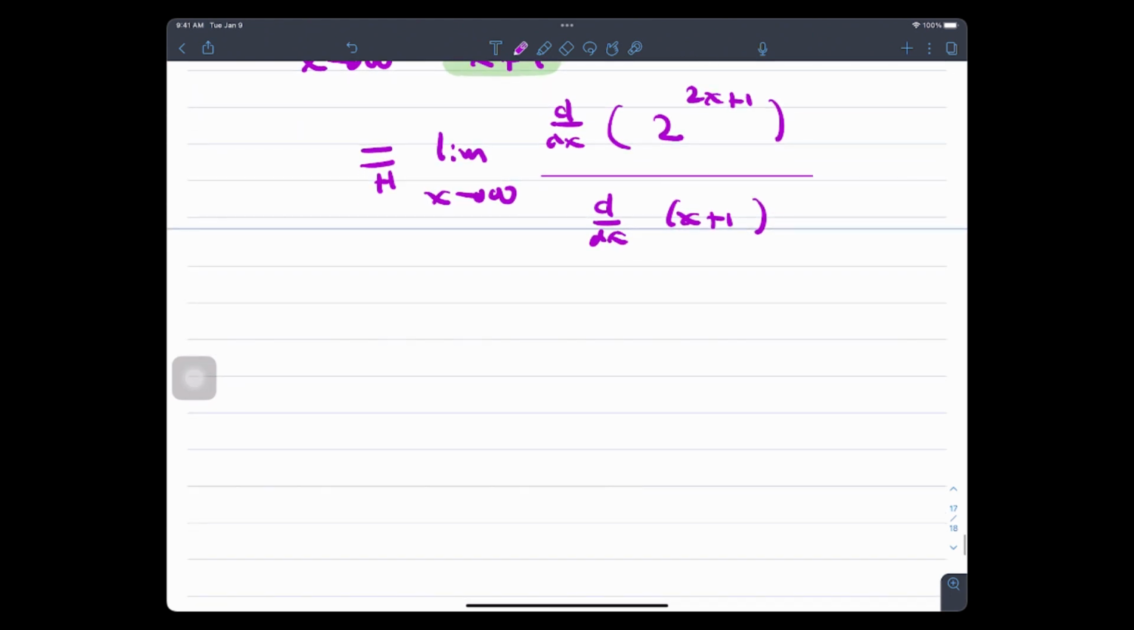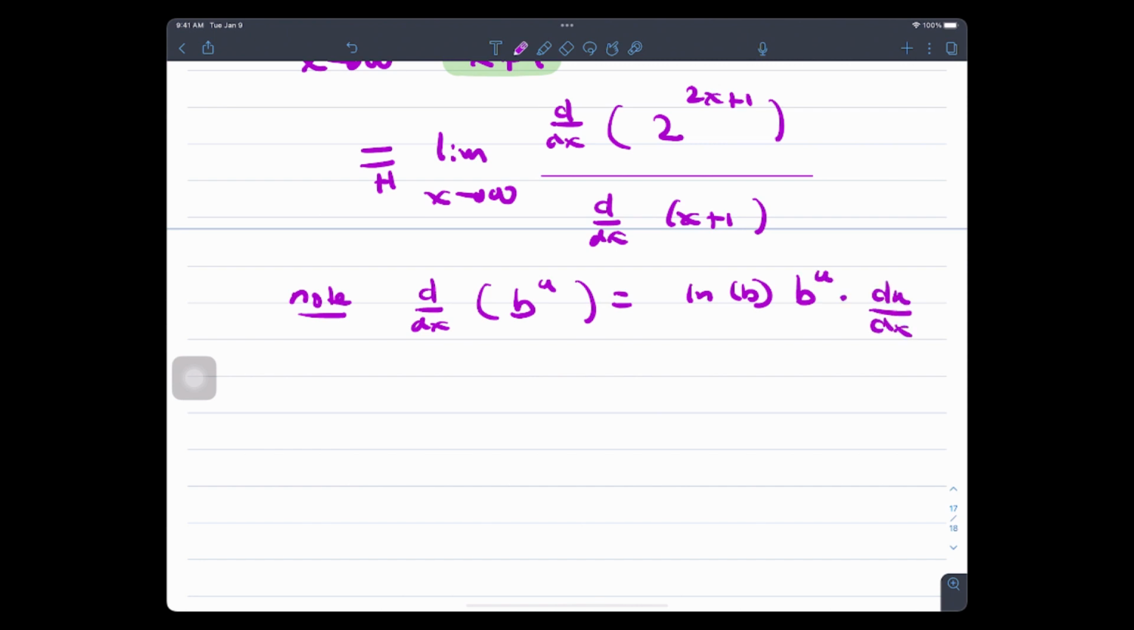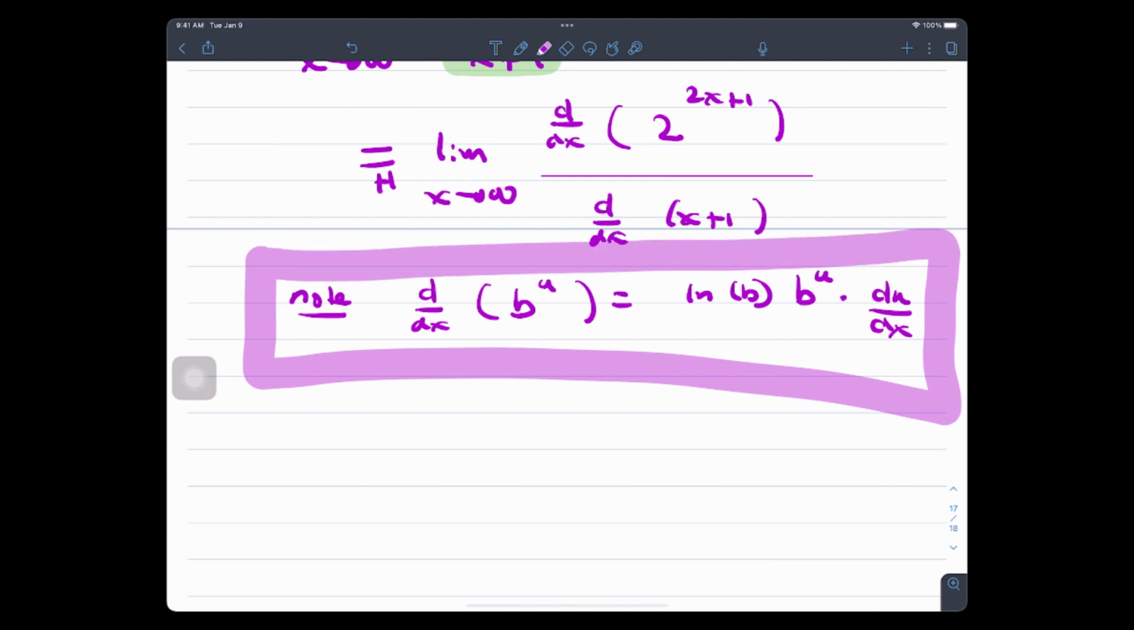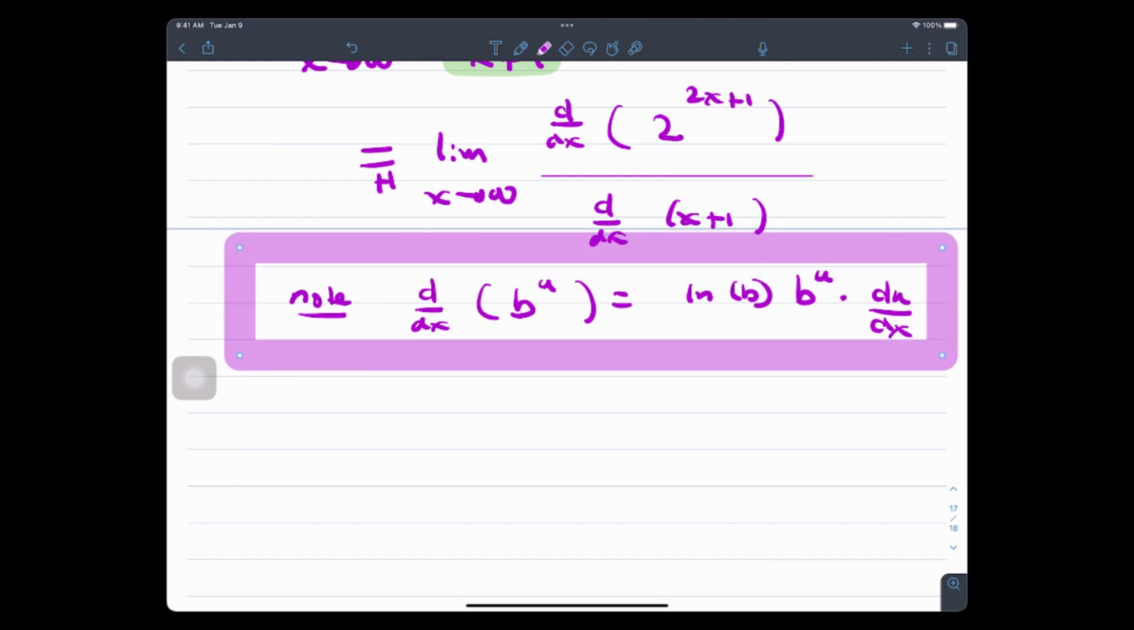And then I'm going to say something like this. Let's note, what's the derivative of b to the u? Yeah, you need the constant of what? Natural log b, times b to the u, times du dx. It's chain rule. You go, oh my God, Mr. Judge, that was such a long time ago. You guys know what I mean?